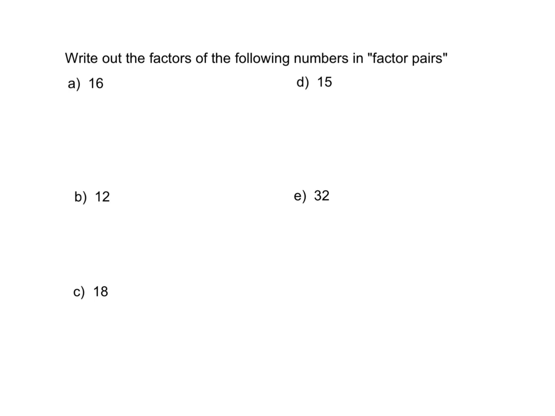So a factor pair of 16 would be 1 and 16, because 1 times 16 go together to make 16. And then 2 times 8 go together, and then 4 goes with 4. So basically, write them out in pairs so that the two numbers in the pair multiply each other to give this number here. I'm going to get you to write out B, C, D and E. Pause the video, try and write out the factors of these numbers in factor pairs as well, and then unpause it when you're ready to go and check them.